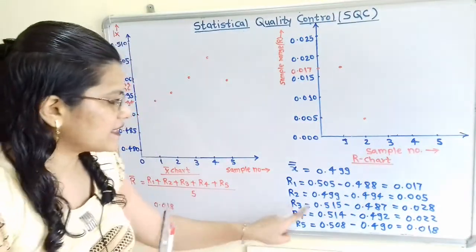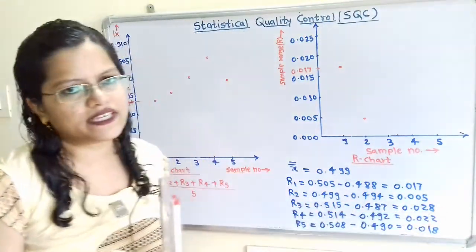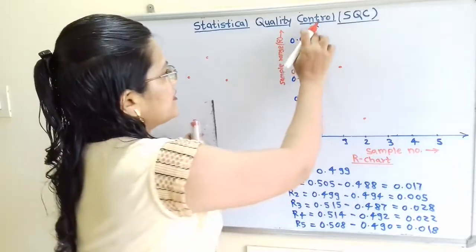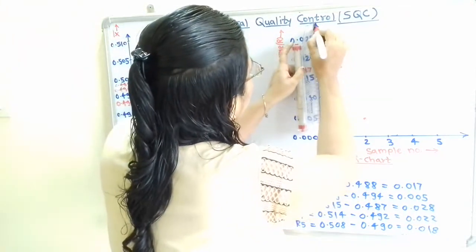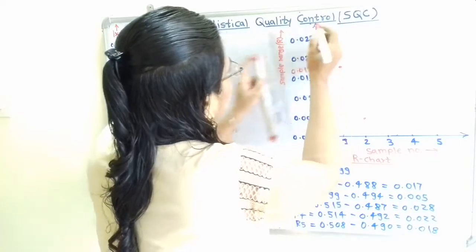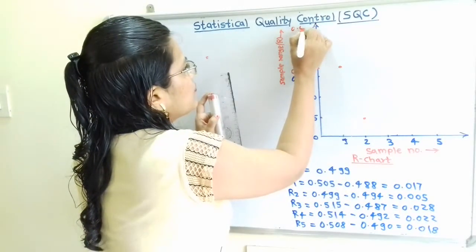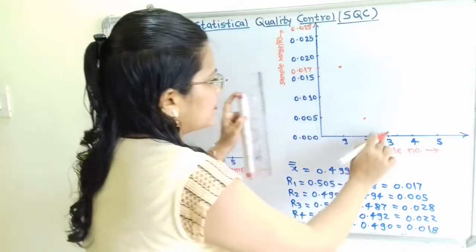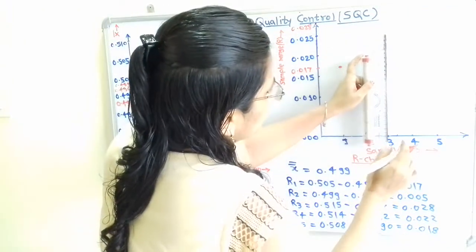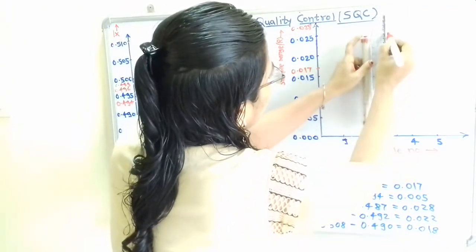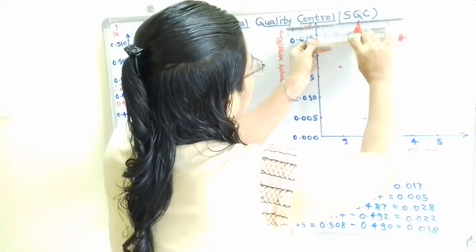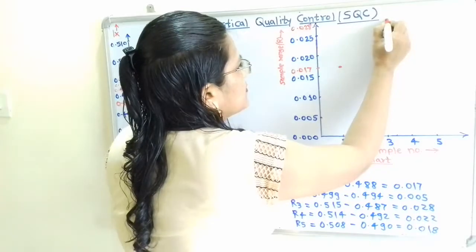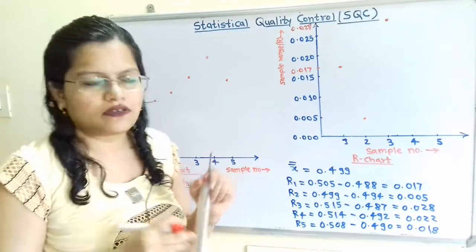Then for R3 it is 0.028. So it is 3 centimeter after 0.025. So I will take 3 centimeter distance. So the point is here. So I will take 0.028 and here is the third sample. So I will take the vertical line and here is the horizontal line. So this is the point of intersection. So this is our third reading.